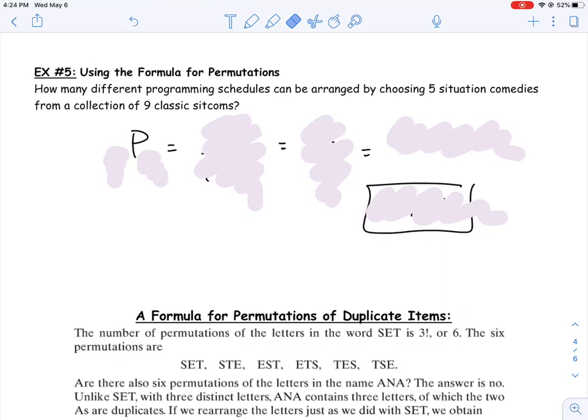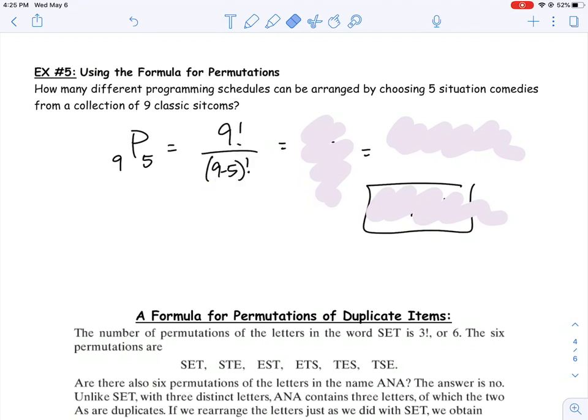Okay, how many different TV shows do we have to choose from? 9. And how many are we going to choose out of those 9? 5, right? And so your setup should look like mine. And I'd like you to pause the video. I'd like you to use your permutation formula, simplify it all the way down, and tell me how many different ways can you choose 5 of these shows out of the 9.